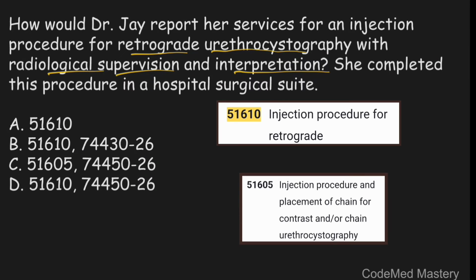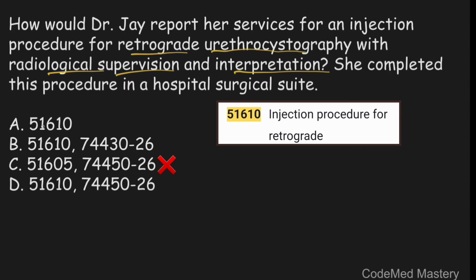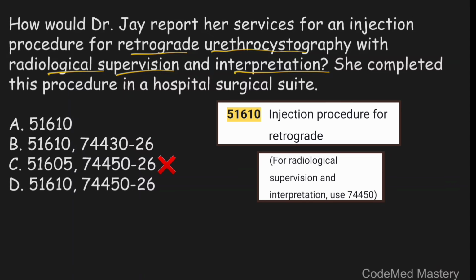According to the question, they have mentioned retrograde urethrocystography. So it is matching with the code 51610, right? Therefore, we'll eliminate option C, which has the code 51605. Now we are left with option A, option B, and option D. Below the code 51610, they have mentioned for radiological supervision and interpretation, use 74450. That is why it is very important to read the parenthetical notes below the code.